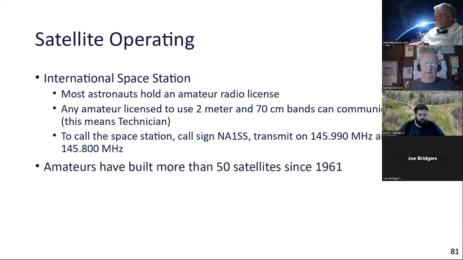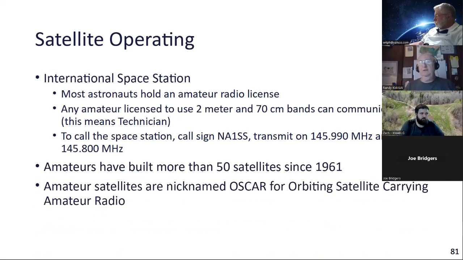Amateurs have built more than 50 satellites since 1961. And folks, there are a lot of satellites up there with ham radio equipment on them. The space shuttle used to carry ham radio equipment as a backup. The space station, of course, has ham radio equipment, and it also can be used as a backup. Okay, amateur satellites are nicknamed Oscar, for Orbiting Satellite Carrying Amateur Radio. So if you hear somebody talking about a satellite being an Oscar, it's carrying ham radio equipment.